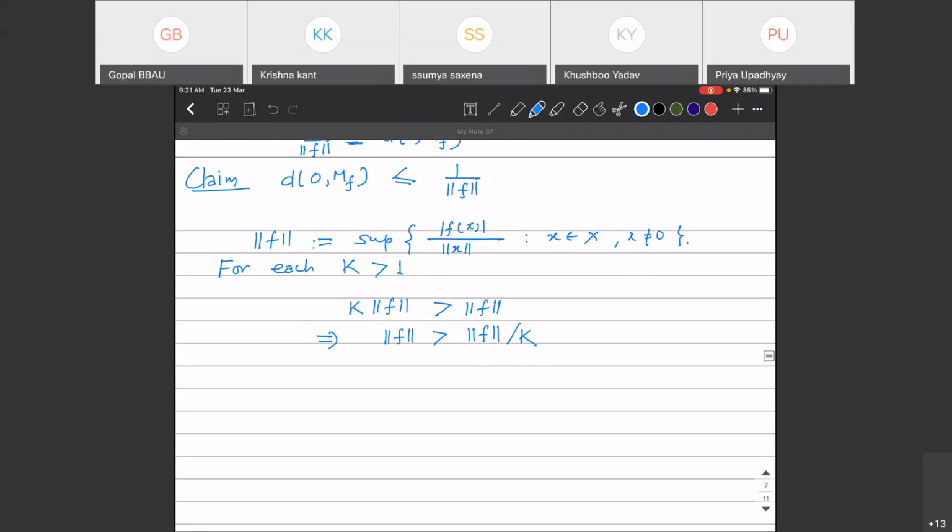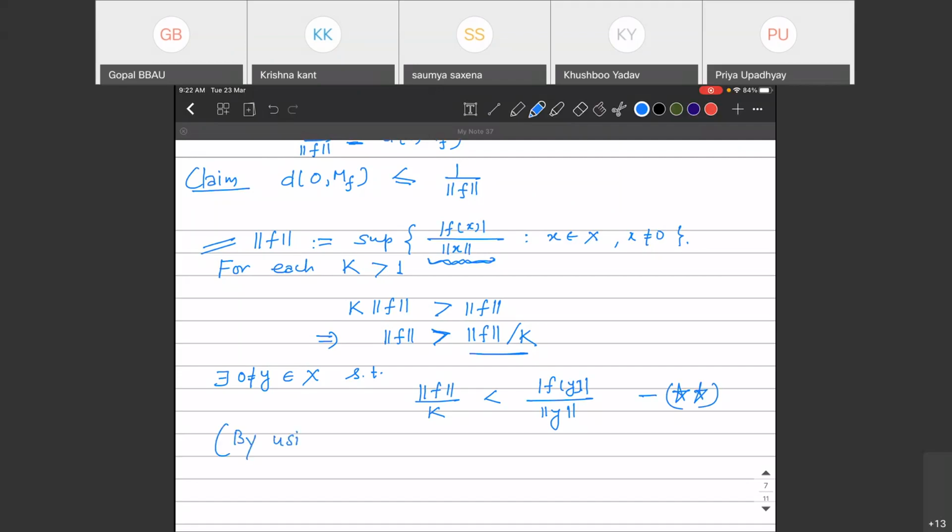Since norm of f is the supremum of a quantity, the supremum of these quantities, and you are saying that norm of f by k is strictly less than norm of f, this means by the definition of supremum, there exists some y which is non-zero in X such that norm of f by k is less than mod of f(y) by norm y. Any doubt here? We are just using the definition of supremum.